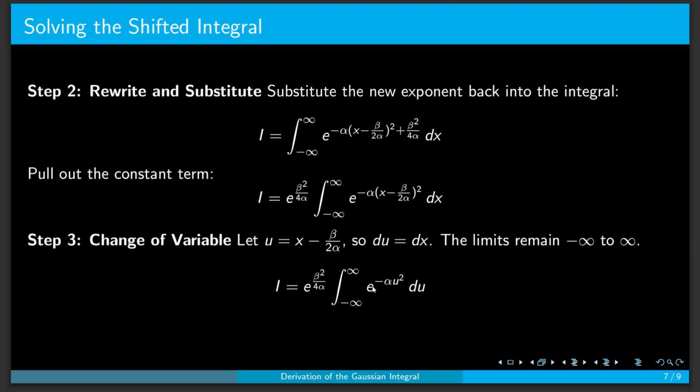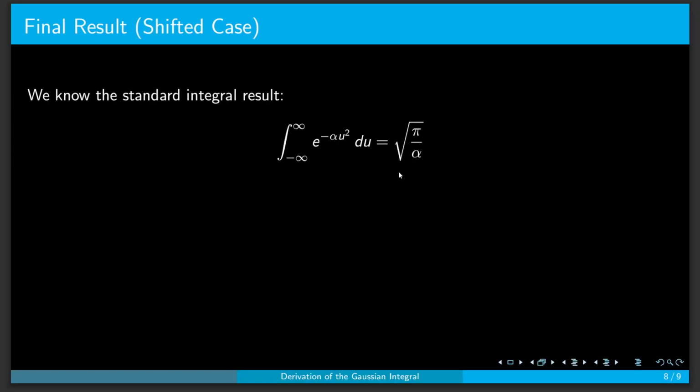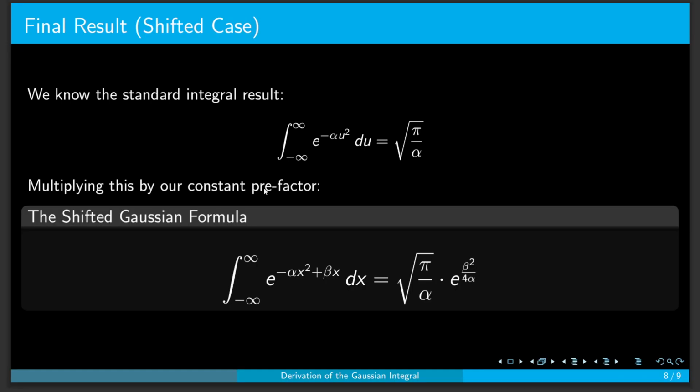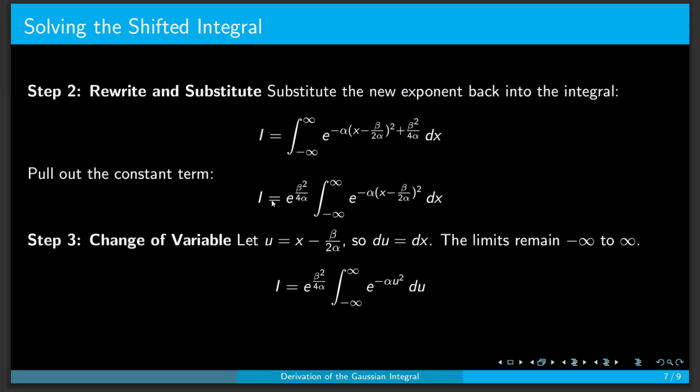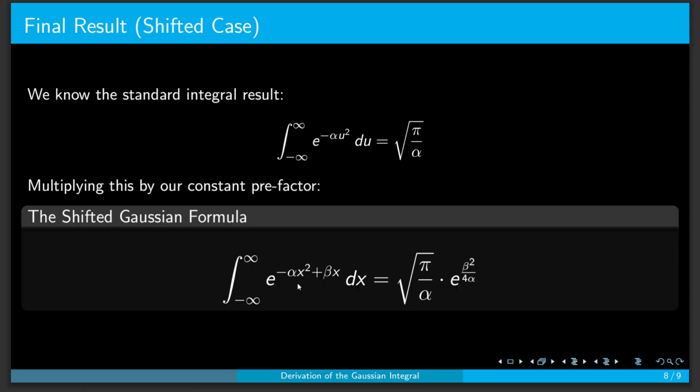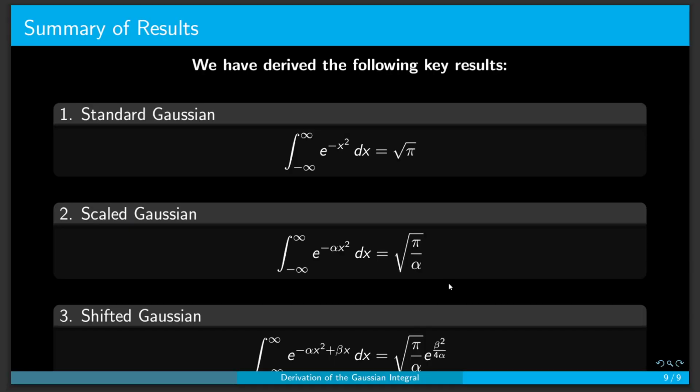So we know the solution of this one, but there is this alpha term. We know the standard integral result: the integral from minus infinity to infinity of e raised to power minus alpha u squared du is square root of pi upon alpha. Multiplying this by the constant prefactor, we have square root of pi upon alpha times e raised to power beta squared over 4 alpha. So we have derived the following result.